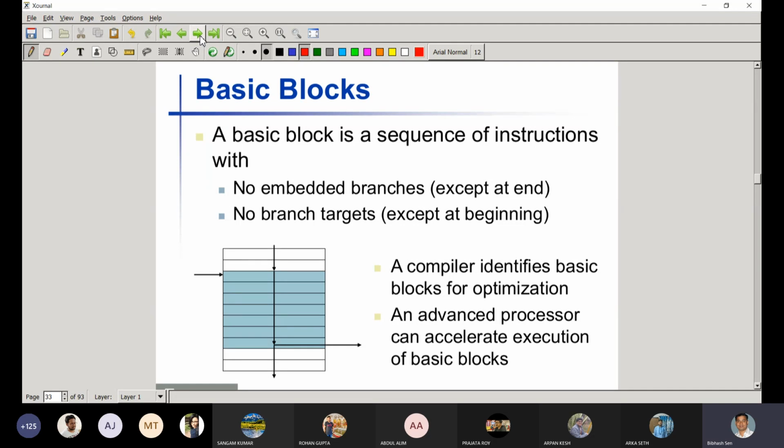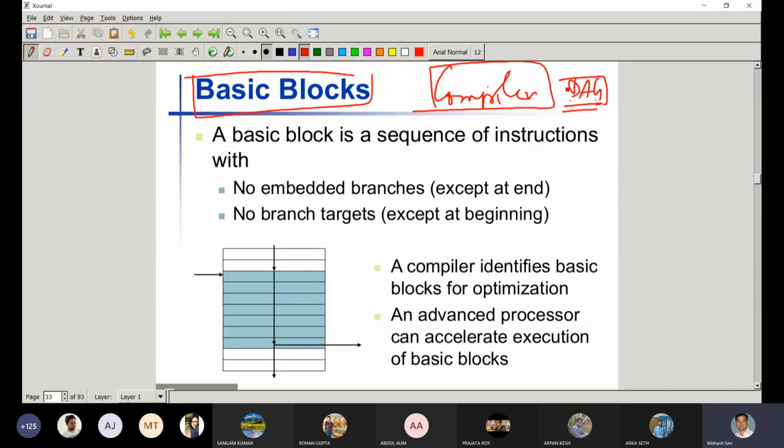So I think a basic block is a sequence of instructions with no embedded branch and no branch. Basic block is a very important concept. In the compiler chapter, in fifth semester, you will understand it very closely. There is a chapter on directed acyclic graphs where you will find the use of the basic block. The fundamentals of the basic block are there.